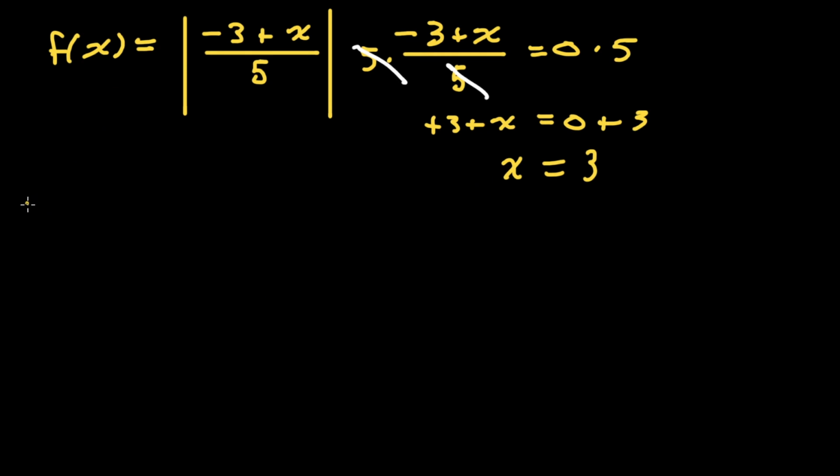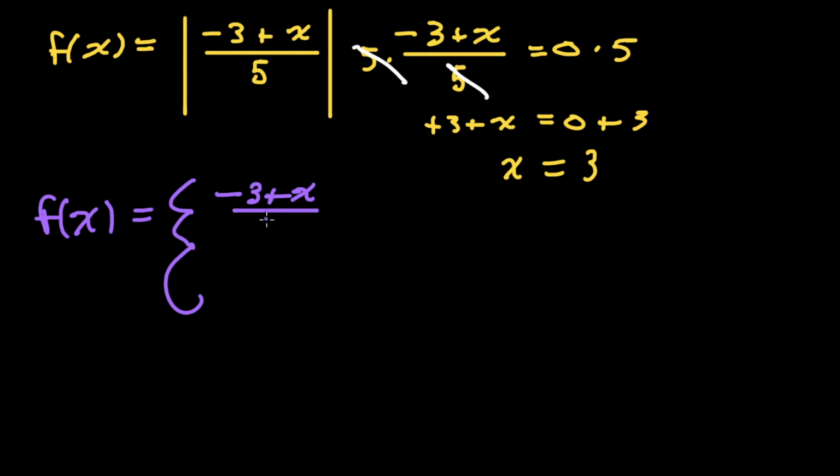And so we can write our piecewise then as f of x. I'll change colors here actually, just for some fun. F of x is equal to, I'll make my bracket a bit nicer. F of x is equal to negative 3 plus x over 5 if x is greater than 3. Or we could also write this x is greater than 3 part.